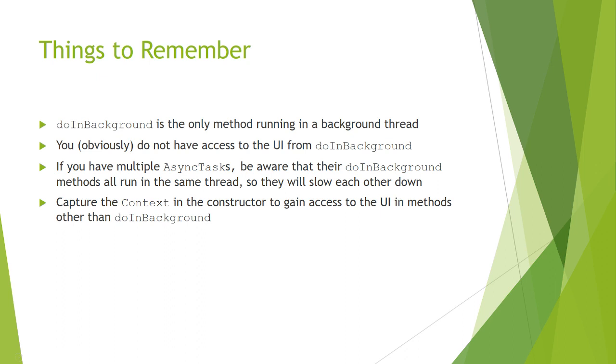So to wrap up, doInBackground is the only method that runs in a background thread here. That means from all the other methods you have access to the UI, but obviously not from doInBackground. If you have multiple async tasks in your application, be aware that doInBackground always runs in the same thread. So if you run multiple in parallel, they will slow each other down or in the worst case block each other. And remember to capture the context in the constructor so you have access to the UI in other methods.